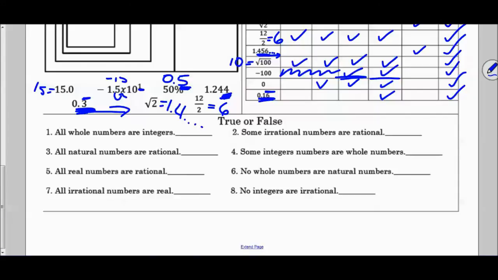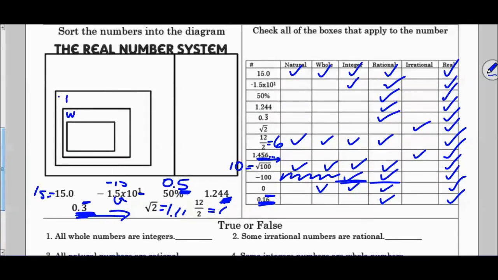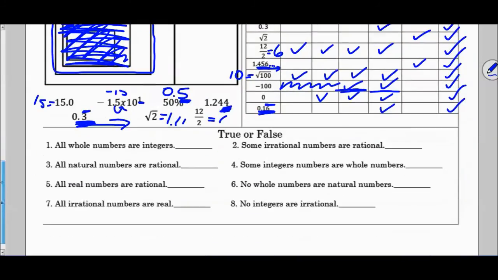Alright, so here we have some true and false questions. So these are just general statements about the real number system, and you have to decide whether these are true or false. All whole numbers, every single whole number is an integer. That's definitely true. All of these whole numbers, everything inside of here is inside of that bigger box of integers.